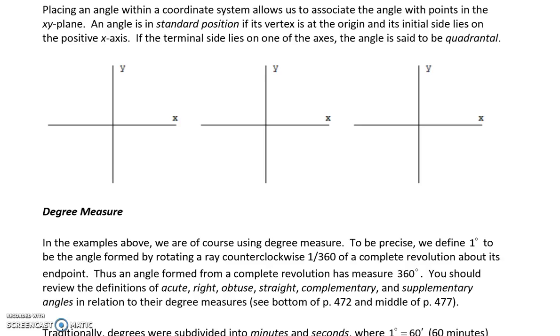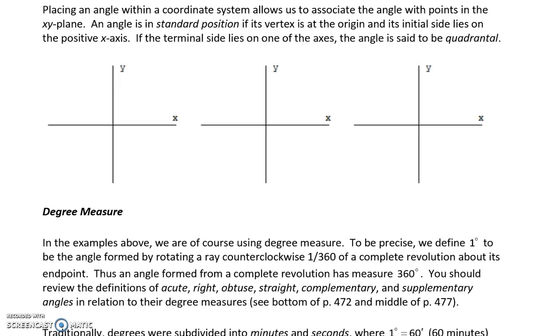The next thing we'll need to do to associate angles with values of the trigonometric functions, and we'll define the trigonometric functions starting in Section 5.2, is to place our angles within a coordinate system. So this allows us to associate the angle with points in the xy plane, and this is actually how we define the trigonometric functions of any angle. An angle is in standard position if its vertex is at the origin and its initial side lies on the positive x-axis.